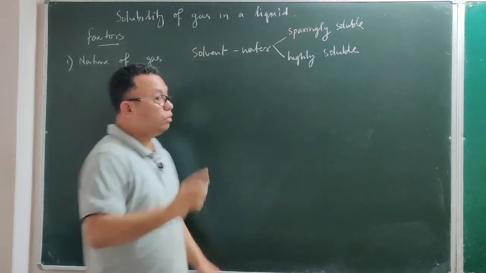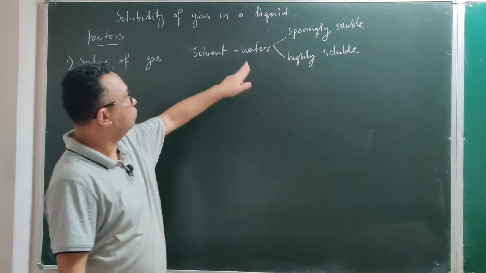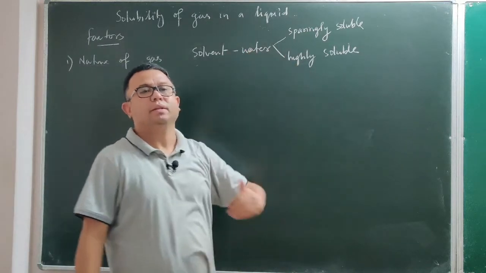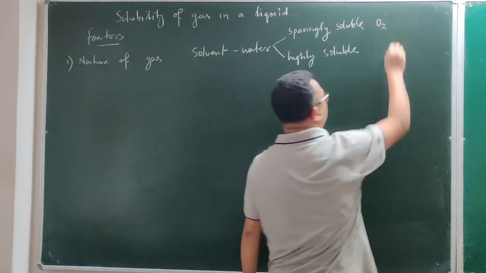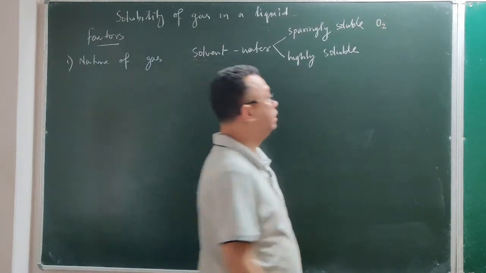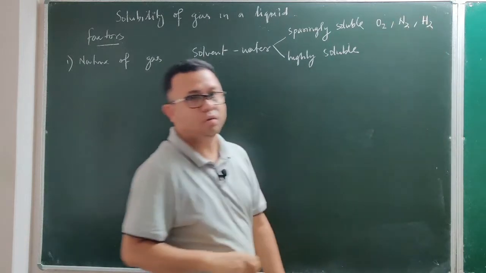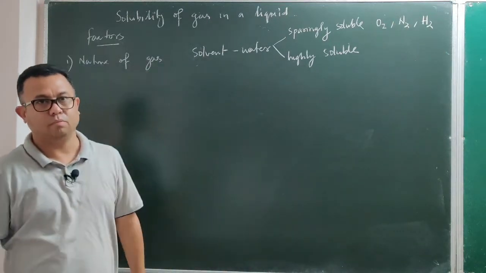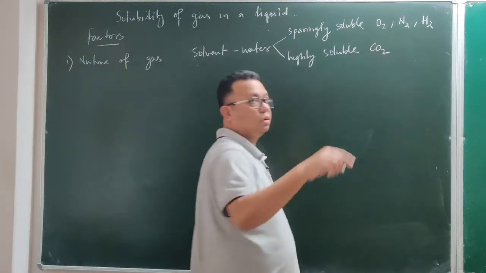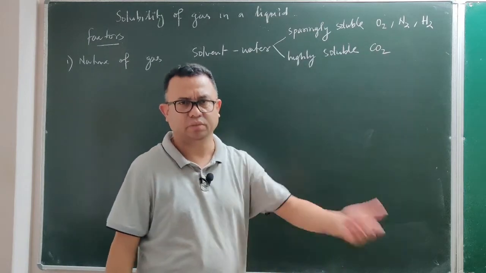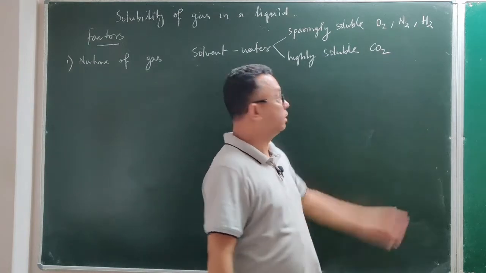By the way, I am here discussing only with respect to water. Maybe the solubility will be different for different solvents, but with respect to water, there are some gases which are soluble only very little. For example, oxygen is sparingly soluble in water. Similarly, nitrogen and hydrogen are soluble only very little in water. That's why we say they are sparingly soluble. But there are also gases like carbon dioxide, which is highly soluble in water, especially under pressure. We'll see that as the 4th factor, where we'll discuss pressure also. But carbon dioxide is more soluble in water than oxygen.